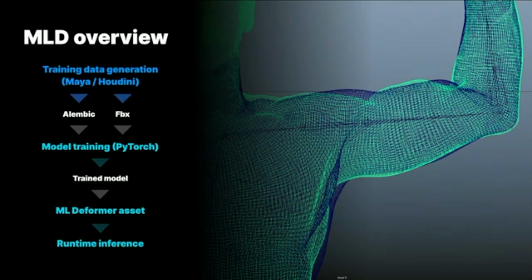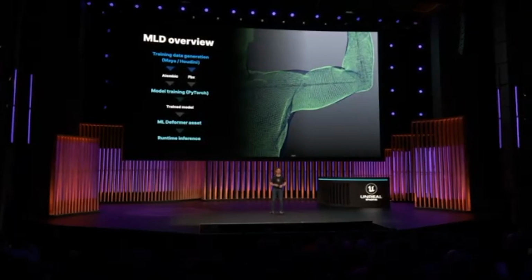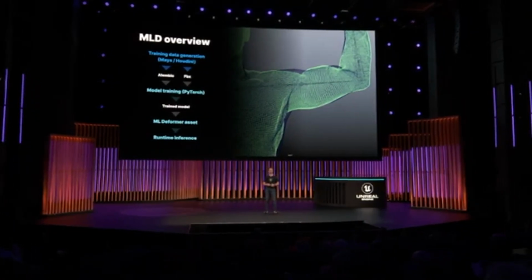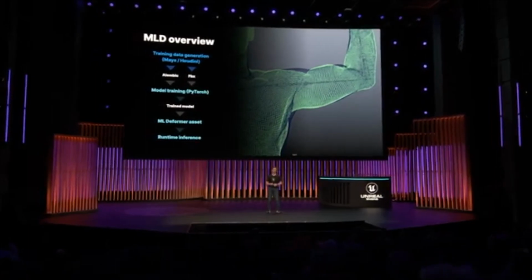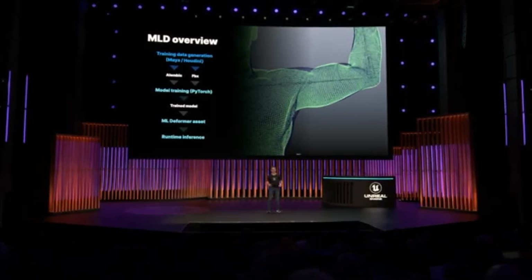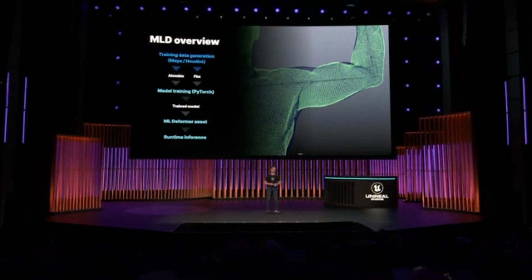So the basic goal is to learn the delta, or the difference, between the complex and simple example across a range of poses, and then compress that information into something that can be evaluated in real time. This is the training process. The result of this is an ML network and a series of morph targets packaged into our ML deformer asset. When we apply this to our simple skeletal mesh and animate it, the resulting deformation should closely approximate our complex training example.